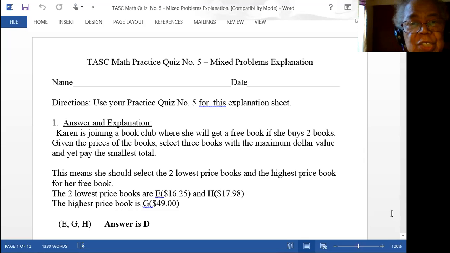So what's the lowest price books? The $16.25 and the $17.98. What's the highest price book? The one that's $49. So since that's free, you want to take the highest price. So your answers are E, G, and H, and your answer is D. Okay, let's go to the next problem.